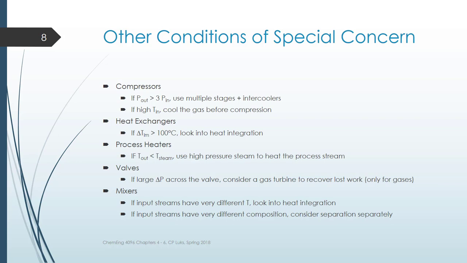On heat exchangers, we're typically going to look at our delta T log mean for our exchangers. Whenever we have something that has more than 100 degrees of delta T, we want to look into the possibility of doing heat integration to optimize our system. Process heaters, we want to make sure that the exit temperature is lower than the steam temperature that we're using. And we'll use high pressure steam to heat the process stream in those cases.